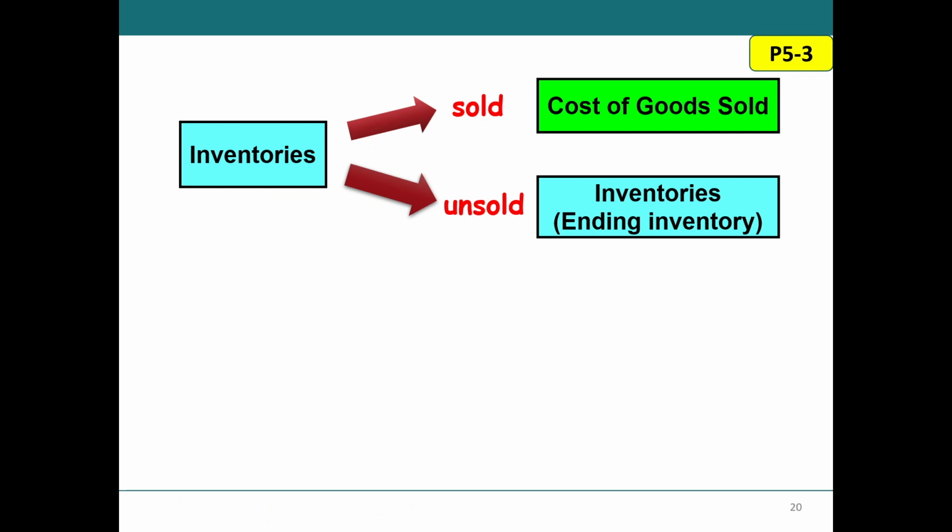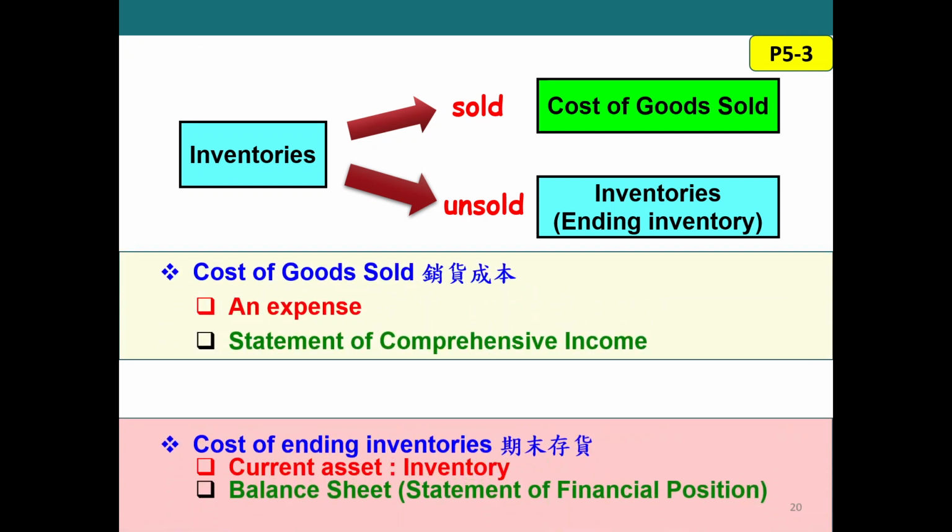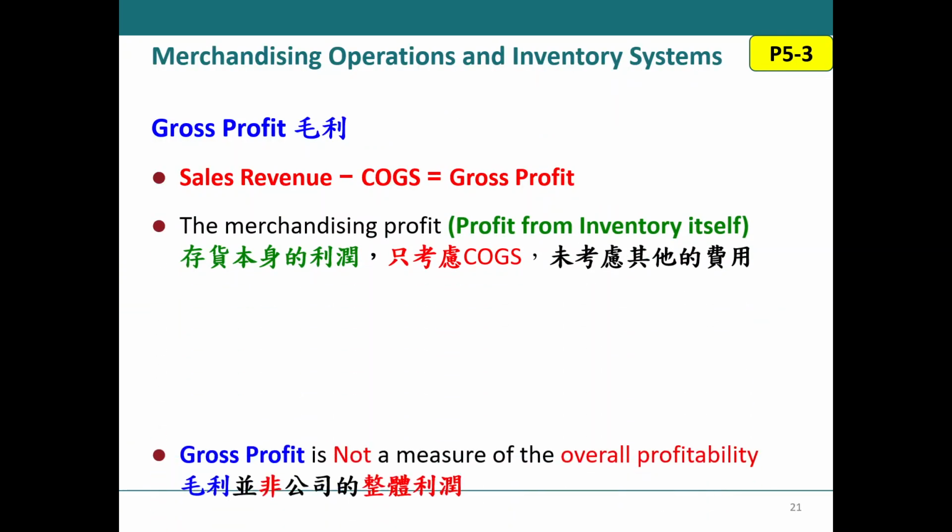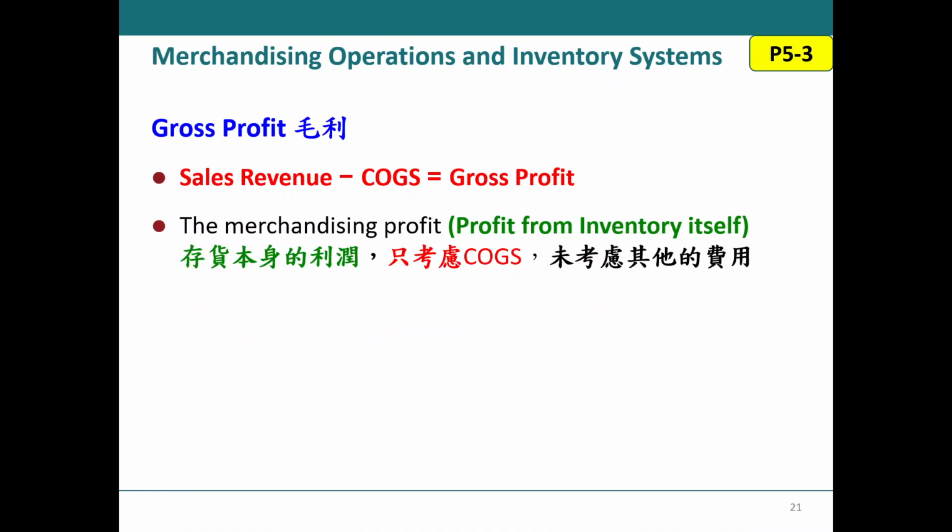Okay. Based on this, we know how to get gross profit. Sales revenue minus cost of goods sold, you get gross profit, 毛利, right? But remember, the gross profit is only from inventory. So this is the profit you can get from inventory. From your slide 21.